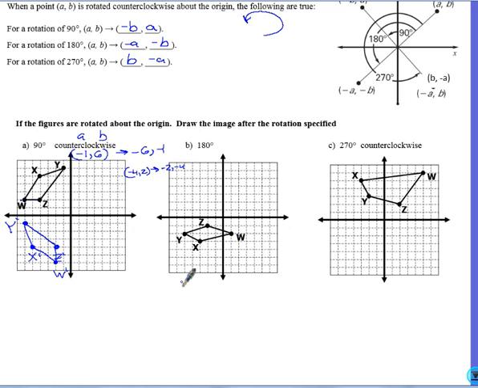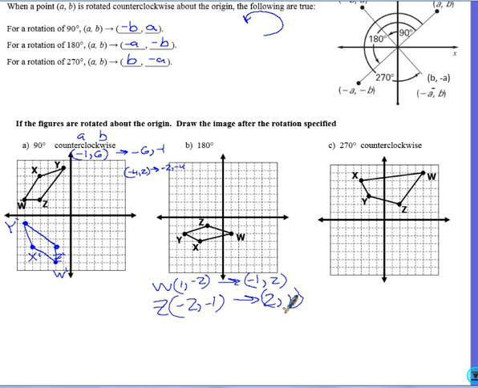Point W is at (1, -2). If I do that 180 degrees, that just means negate A and B, so that becomes (-1, 2). Remember, negate means do the opposite. I'll label these. Point Z is at (-2, -1). When I negate those, that becomes (2, 1). So that's where Z prime will be.